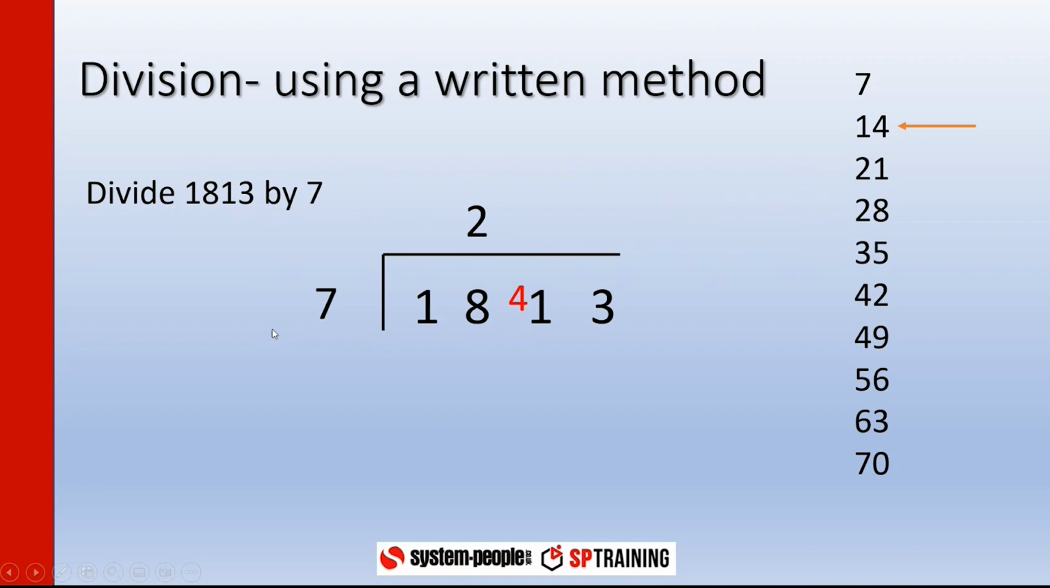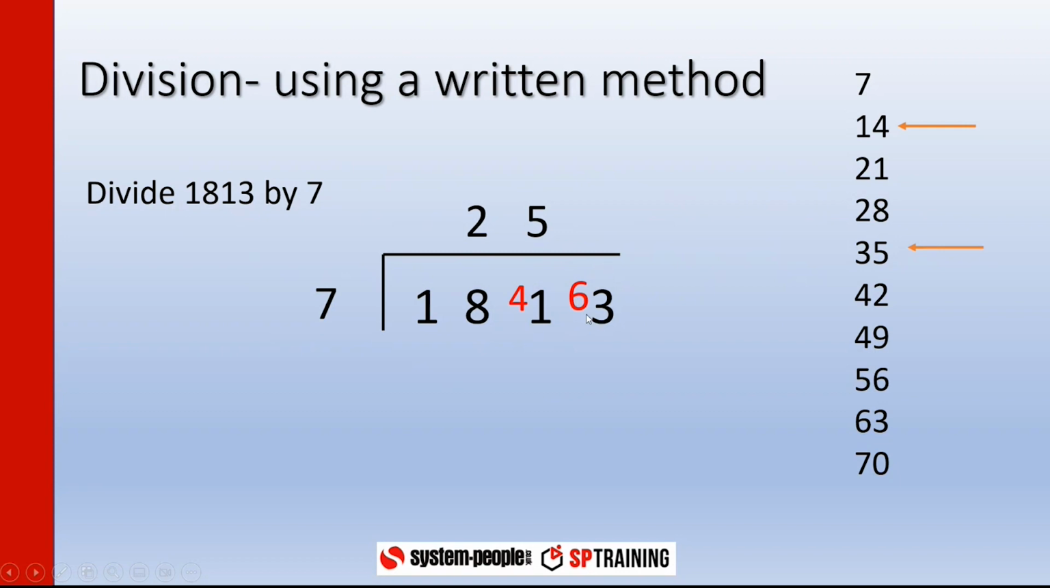And now I've got 41 divided by 7. How many 7s are in 41? So I go down my list and I look to see which number is below the 41, not above it, below it. And it happens to be 35, which is 1, 2, 3, 4, 5 7s are 35. And then what is my difference between 41 and 35? 41 take away 35 is 6. So I carry that onto the 3 here.